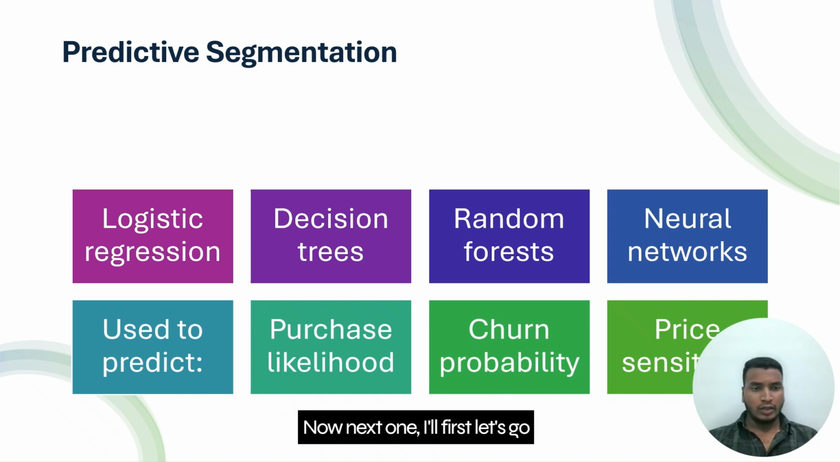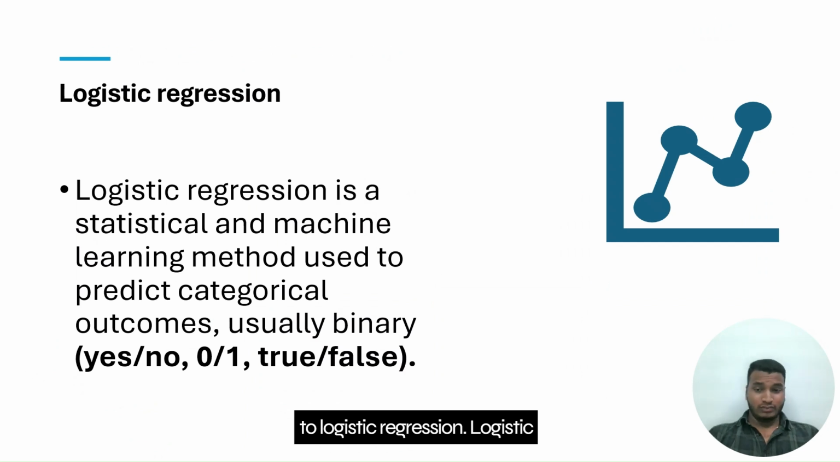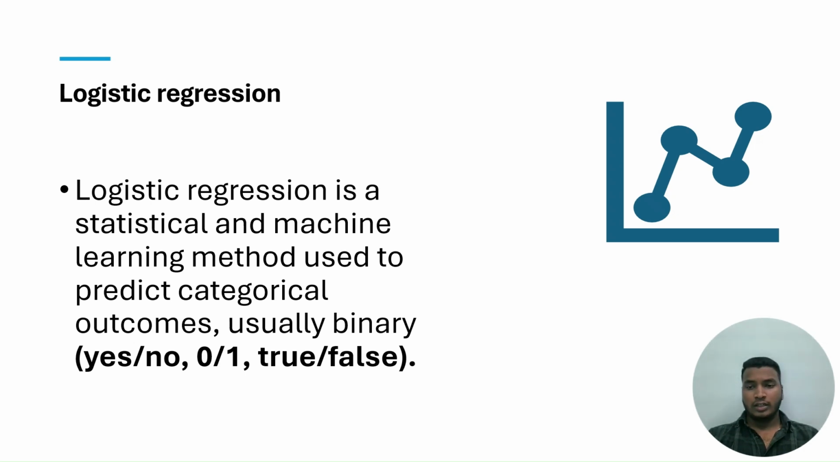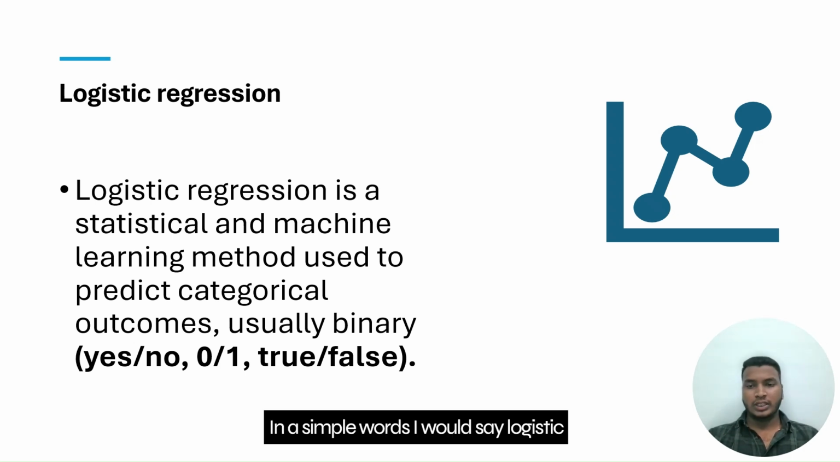Now next one, first let's go to logistic regression. Logistic regression is a statistical and machine learning method used to predict categories. Outcomes are usually binary: yes, no, 0, 1, true, false. In simple words, logistic regression predicts a binary outcome. Example: predict if a student will pass or fail.